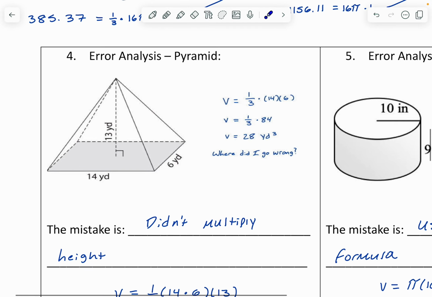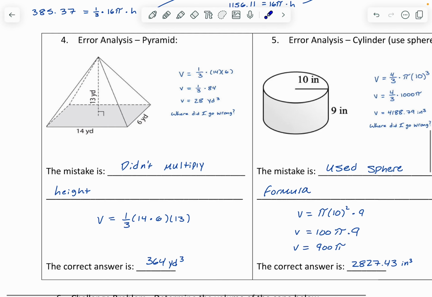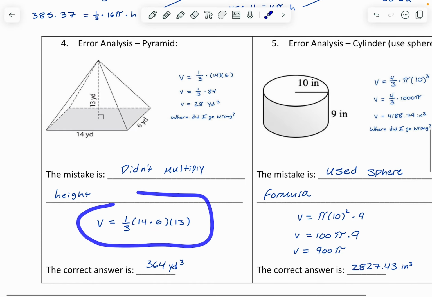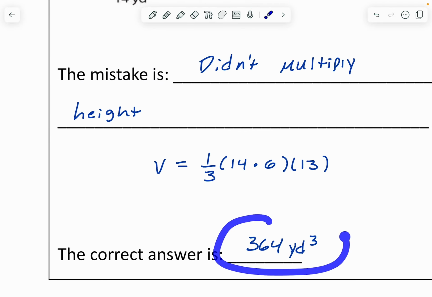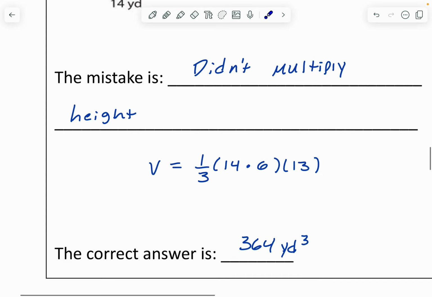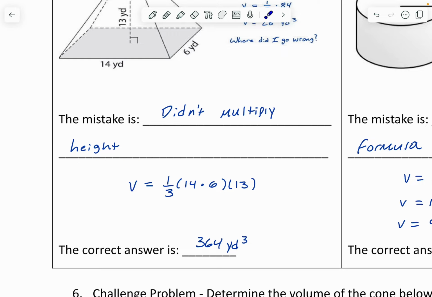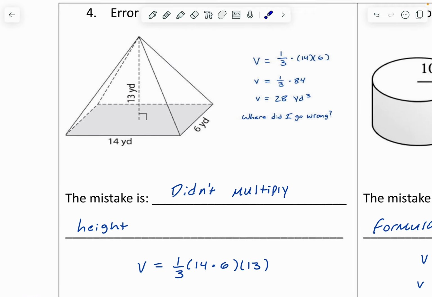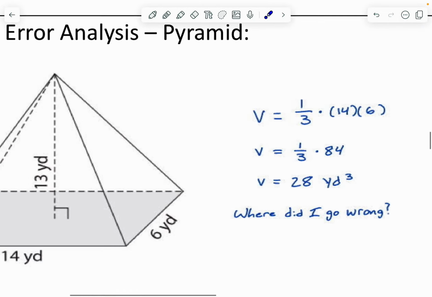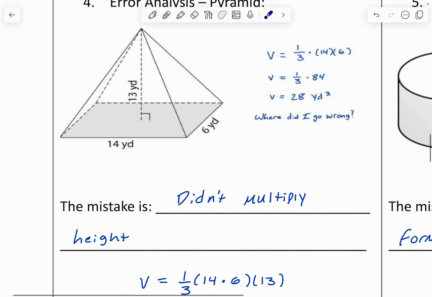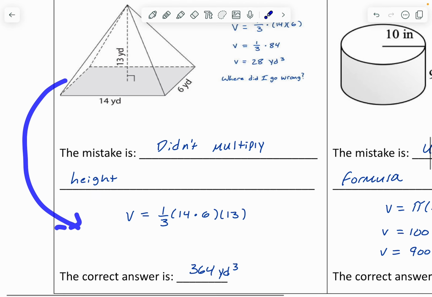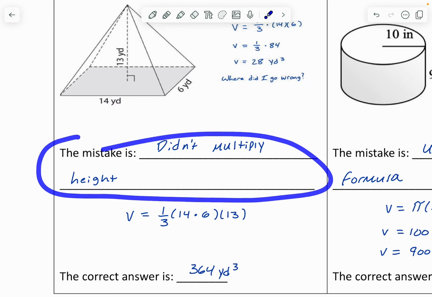The error is that you did not multiply the height. In order to fix that, you just multiply by the height. Multiplying by the height would get you 346 yards cubed. Now, what you need to make sure that you're doing is giving a proper response right here. Don't just say the mistake is and then make something up. You look at that work, see what you would have done differently. If it helps, go through, solve the problem the right way first, and then figure out what the mistake was.